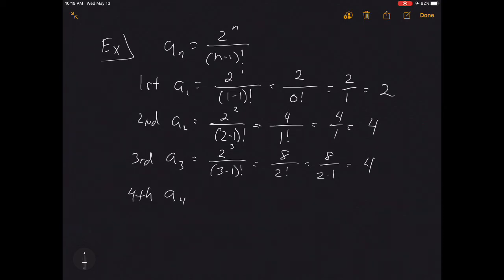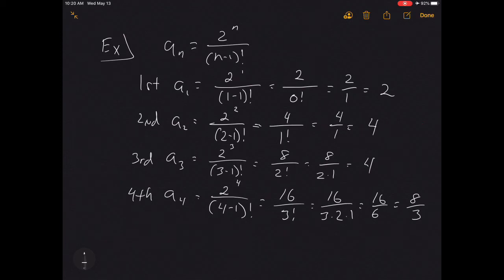Fourth, a sub 4 is going to be defined as 2 to the 4th over 4 minus 1 factorial. 2 to the 4th is 16. 4 minus 1 is 3, so we get 3 factorial. 3 factorial is defined to be 3 times 2 times 1. 3 times 2 is 6 times 1 is still 6, so we get 16 over 6. But that does reduce to 8/3 because each one can be divided by 2. So that's our fourth term.